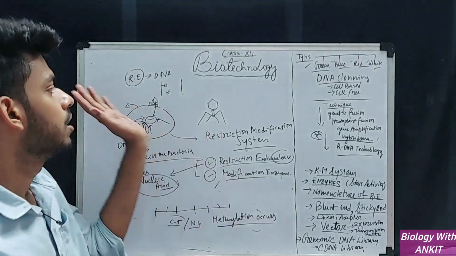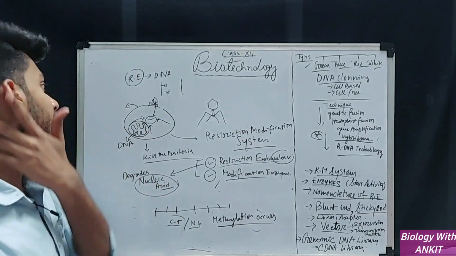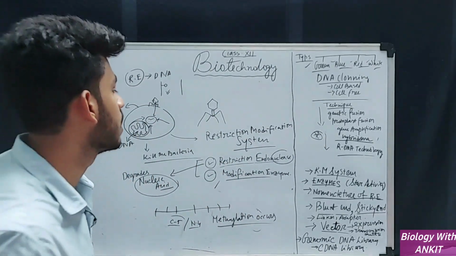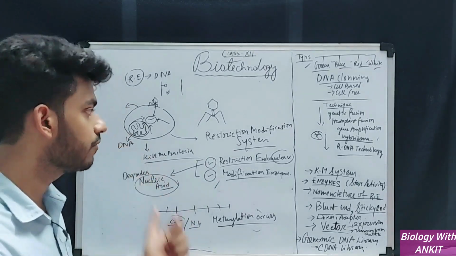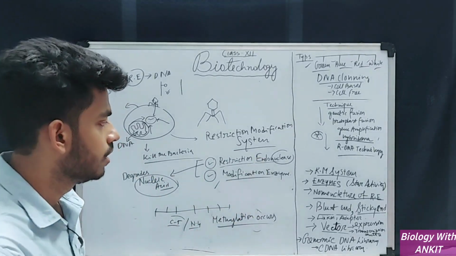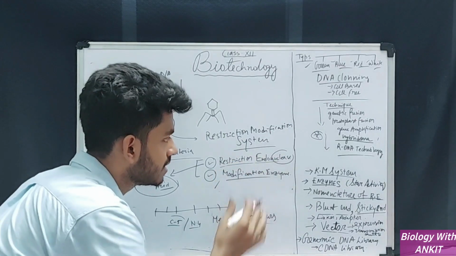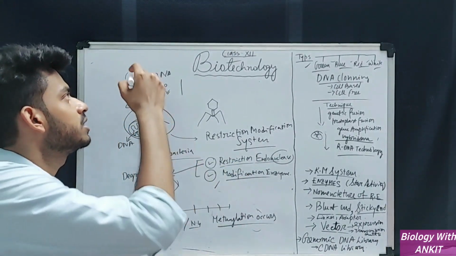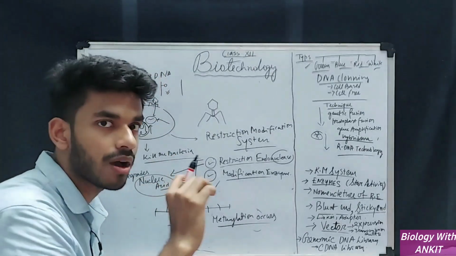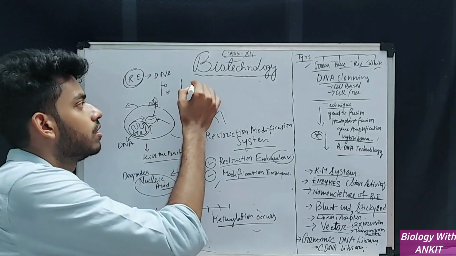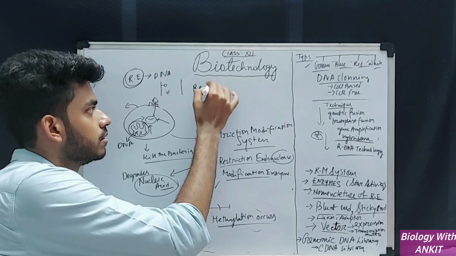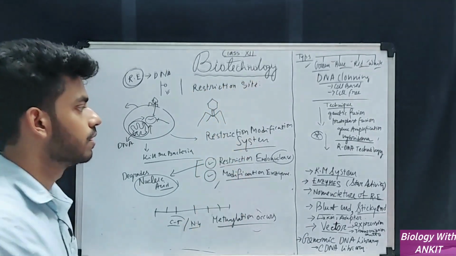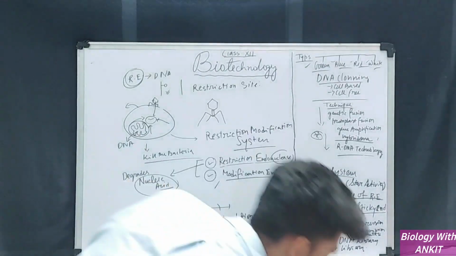Okay, so this is how the RM system developed, and when scientists were searching for an enzyme to cut the DNA, they found this very beautiful enzyme. And what is the beauty of this enzyme? That it only cuts at a specific site. So restriction endonuclease cuts at a specific site that is called the restriction site. Okay, let me draw a bit, erase a bit.